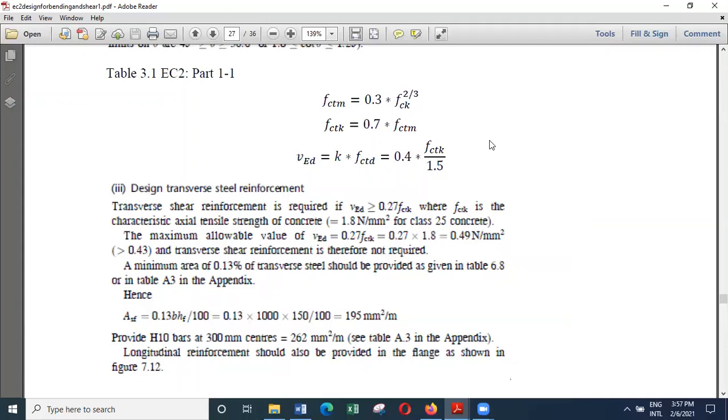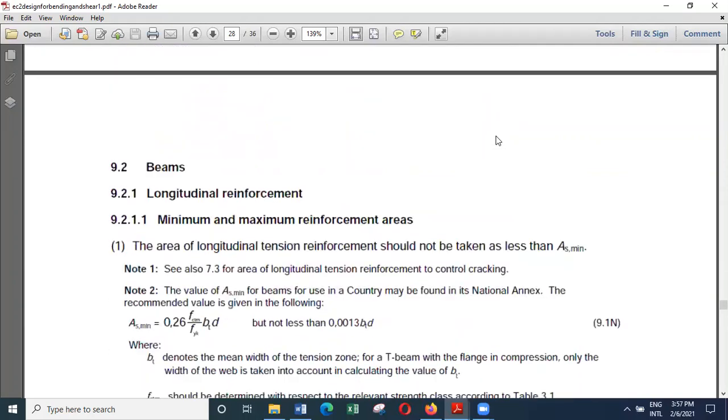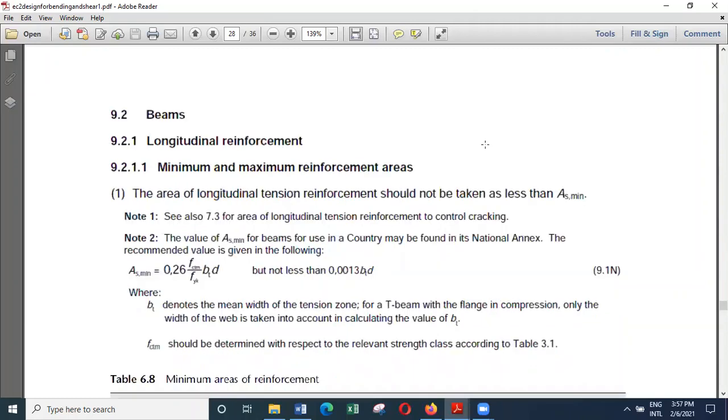So that is 25 to the power 0.667 multiplied by 0.3, 2.56. And fyk is 500, so divided by 500 multiplied by 0.26. So you get 0.0013. So this is for 500, the value that you calculate from the above equation.